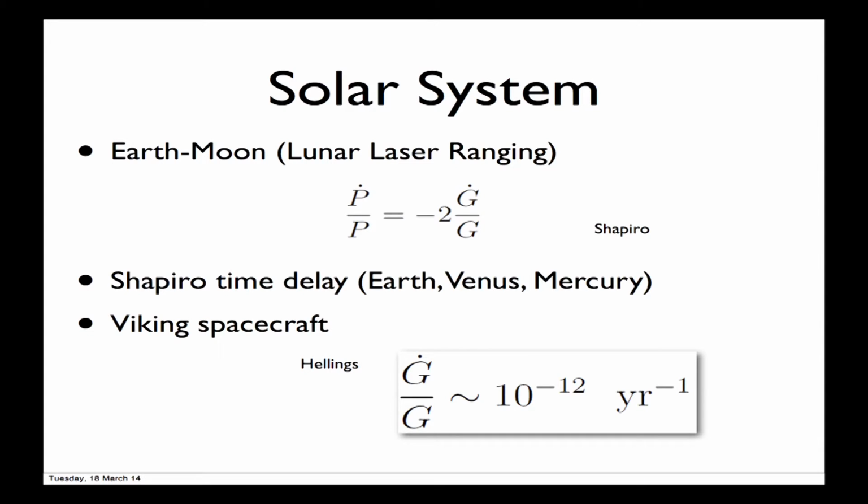Of course, the solar system is the great place to do this, right? Because it's in the solar system that you have things like lunar laser ranging, where you have incredibly precise measurements of the motion of the moon. You can take constraints from the Shapiro time delay, and arguably the strongest constraints at the moment are from the solar system.